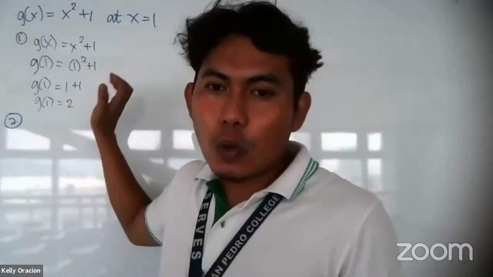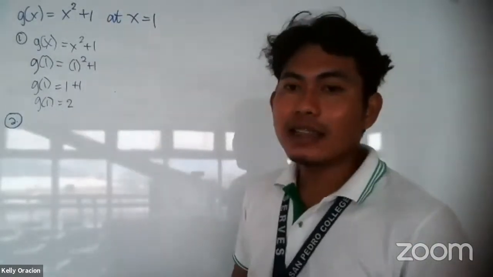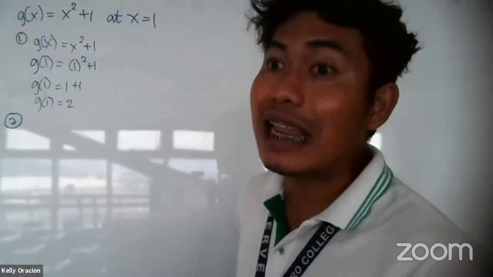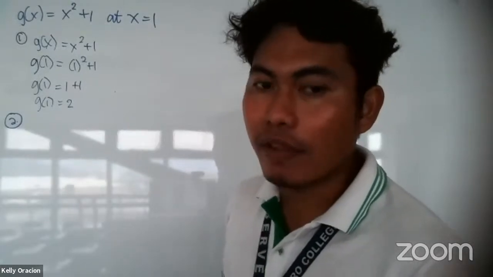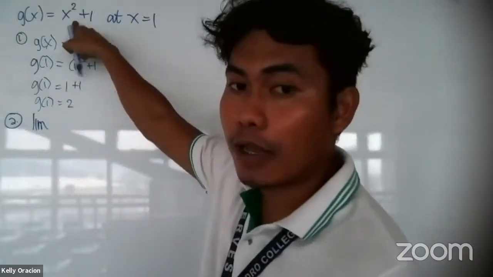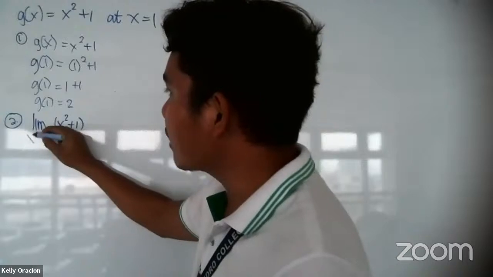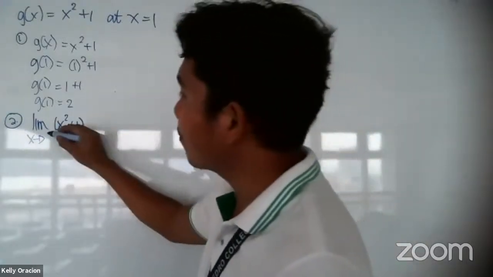Okay? So, based sa ating example na nag-exist ang 2, let's find the second condition. And what is the second condition? The second condition is the limit of the function. We are going to find the limit of the function. Our function is x squared plus 1. So, the limit of x squared plus 1 as x approaches 1.